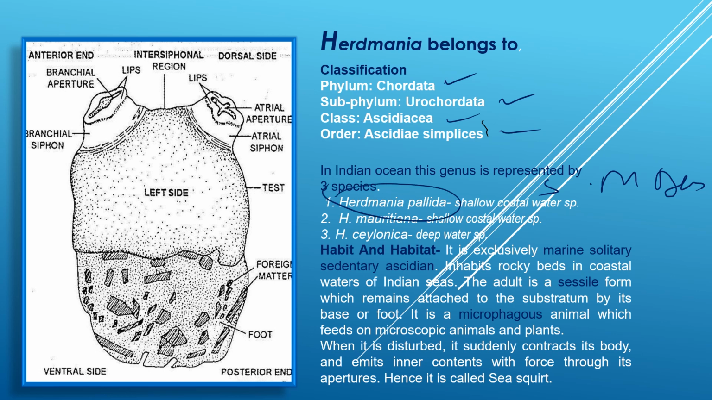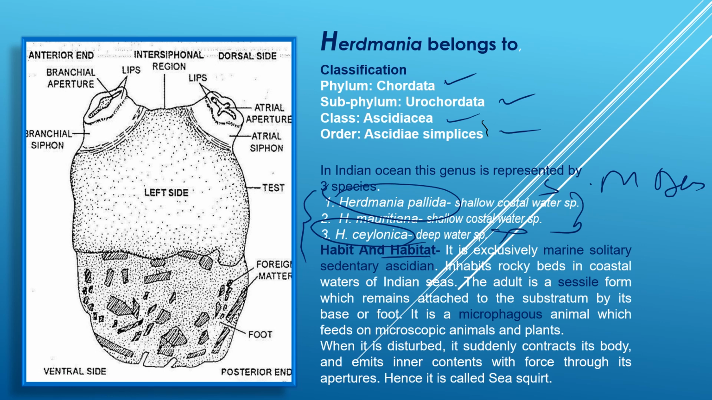Herdmania is distributed worldwide. In the Indian Ocean, three species are reported. One is Herdmania pallida and number two is Herdmania mauritiana. These two species are shallow coastal water species. Number three is Herdmania ceylonica, a deep water species.